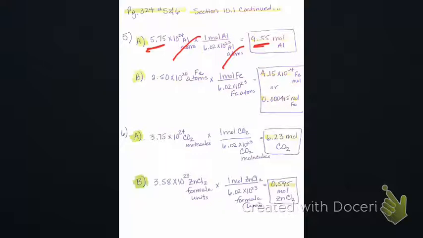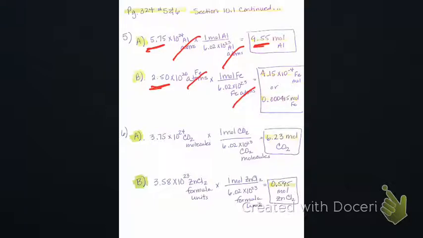Okay, so we're going to start with 2.50 times 10 to the 20th iron atoms. We want our atoms to cancel, and we want to go to moles. We do the math. We want 3 sig figs. We end up with 4.15 times 10 to the negative 4th moles of iron, or you could write it in standard form, which is 0.000415 moles of iron. Either one is fine.